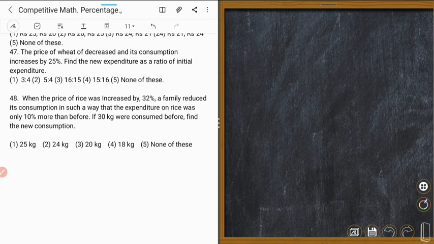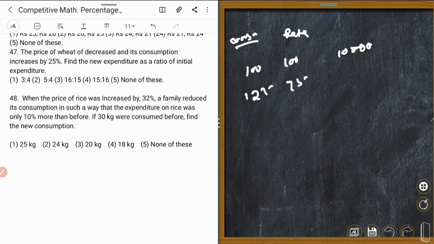Here, suppose consumption is 100 kg, rate 100. Could you understand? The expenditure is consumption into rate. So the price of wheat decreased 25%. That means the rate became 75. And its consumption increases 25%. It became 125. Find the new expenditure as a ratio of initial.